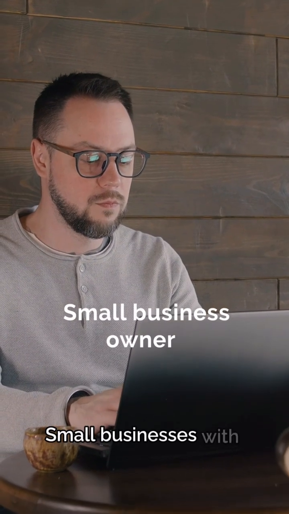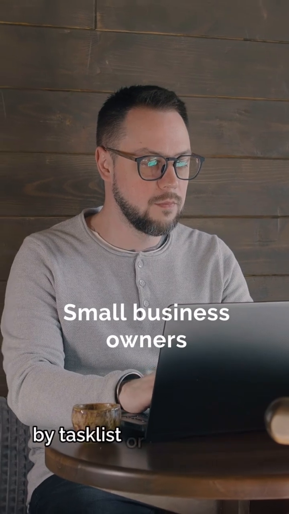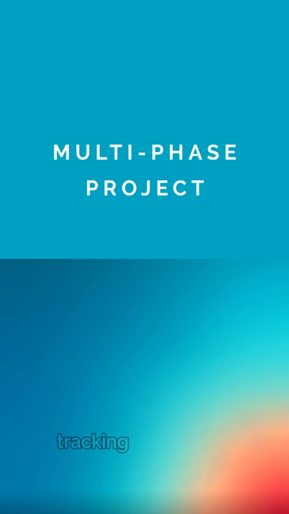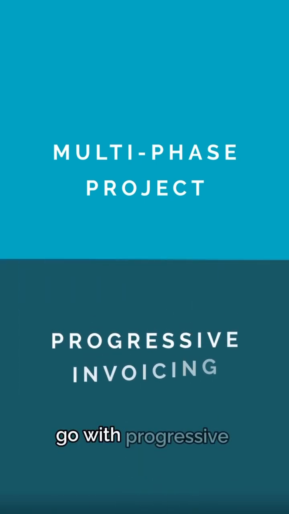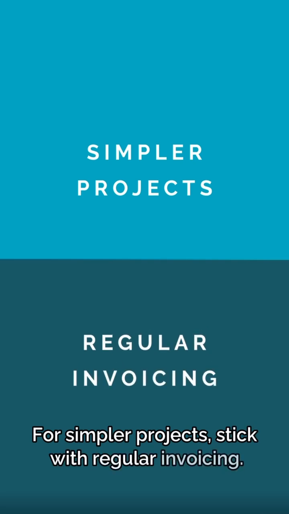Small businesses with short projects often wonder whether to use regular invoicing by task list or progressive invoicing. For multi-phase projects needing detailed tracking and partial billing, go with progressive invoicing. For simpler projects, stick with regular invoicing.